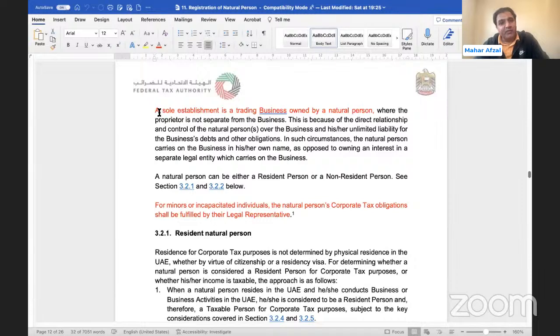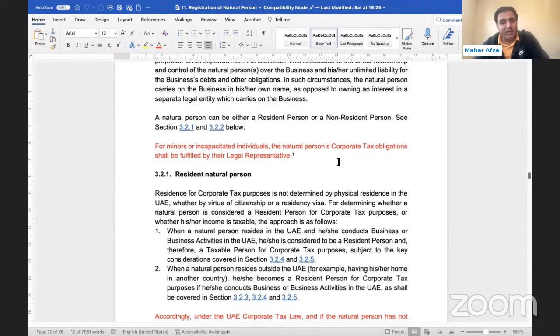This line is very unusual for me. I have highlighted it. Basically, they are saying a sole establishment is a trading business owned by natural persons. So we need to get some more clarity on this. Other than a trading business, can they not carry on any other business as a sole establishment? This is my question. This is the reason I have highlighted it.